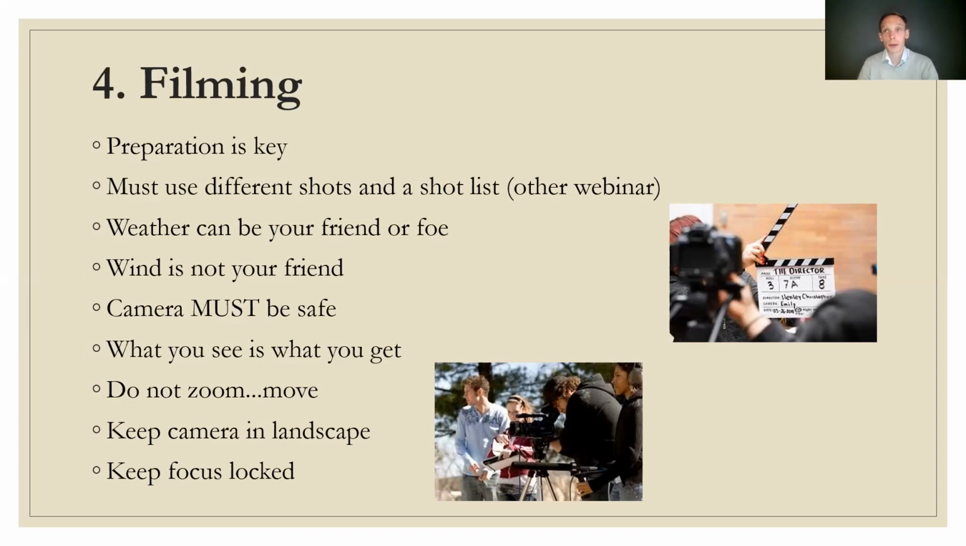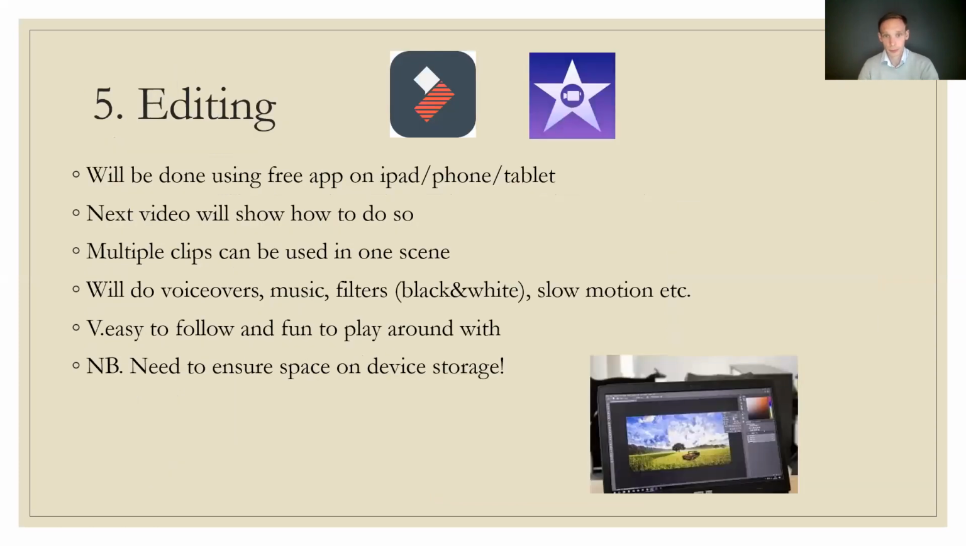Next, keep the camera focus locked. I'll be showing you in the filming and editing what I mean by that, but all you do is you hold the middle of the screen when you're in the camera until you see a little box with AE/AF lock on it. And that means the camera isn't jumping from place to place wondering what to zoom in on.